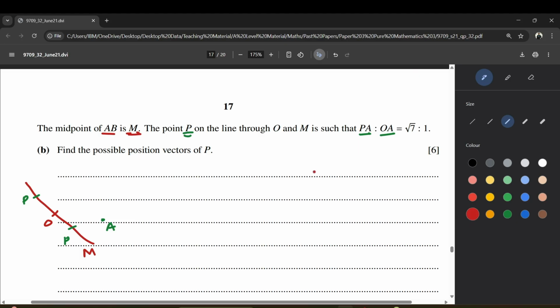You can see that this is a 6-mark question, so that means there are multiple steps involved. So let's do our working step by step. First, it mentioned the midpoint M. So first let us calculate that. Now we know that M is the midpoint of AB.